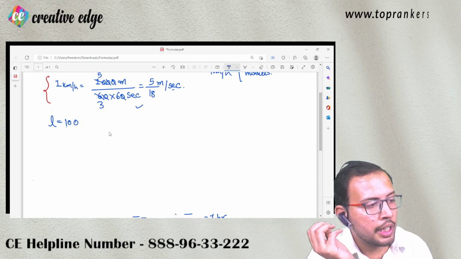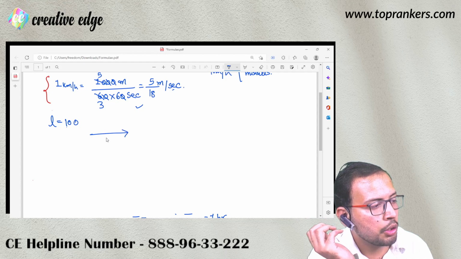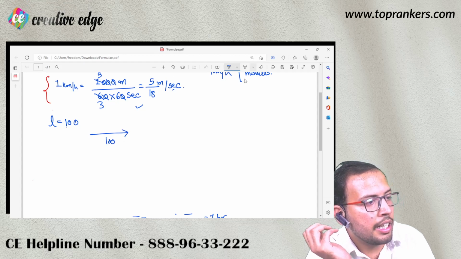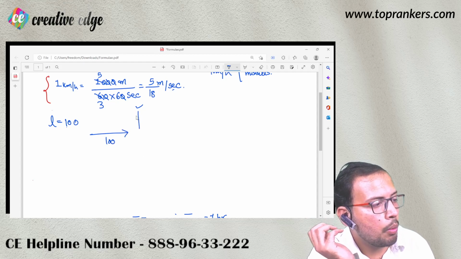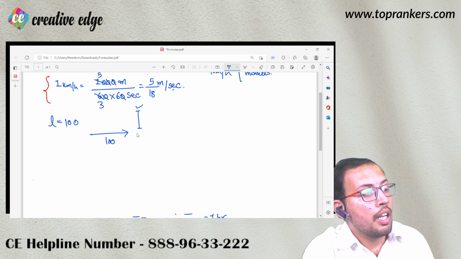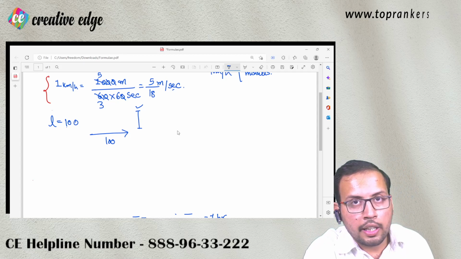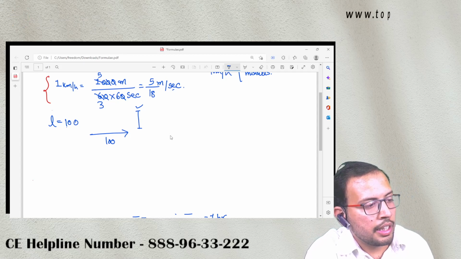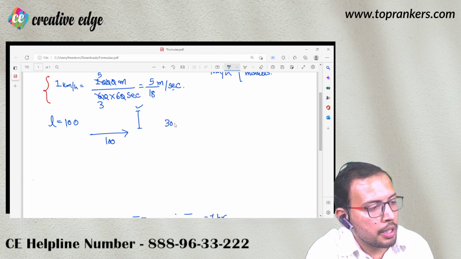So let us visualize things. So this is your train, which is of 100 meter. And let us say it is crossing one pole, which is standing here. And the speed of the train is, let us say, 30 meter per second.